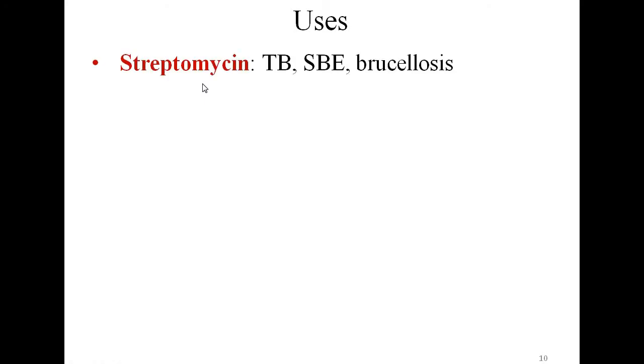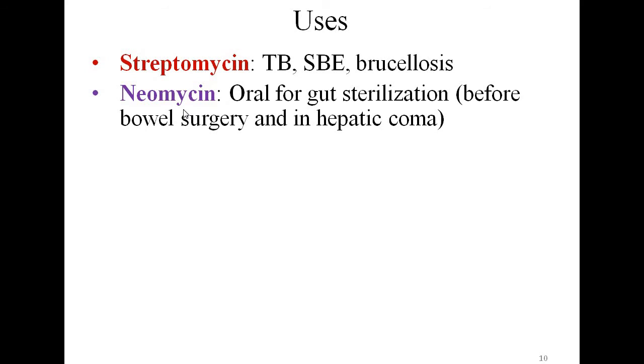Coming to the uses of the aminoglycoside antibiotics. Streptomycin is used in tuberculosis, subacute bacterial endocarditis, and brucellosis. Neomycin is too toxic for systemic use. It is used orally for gut sterilization before bowel surgery and in hepatic coma.